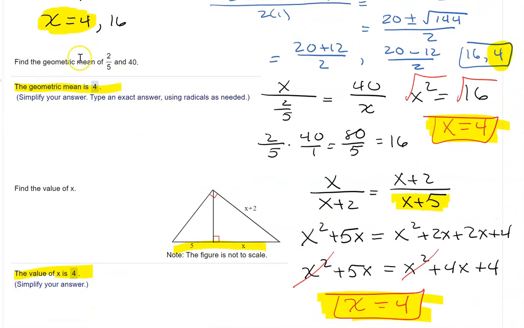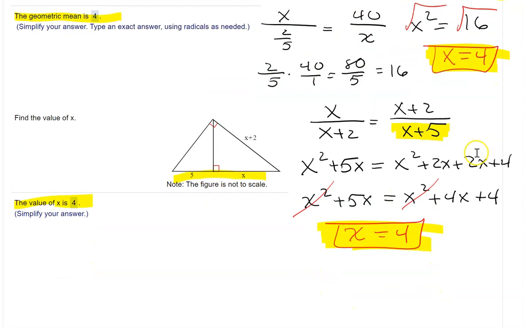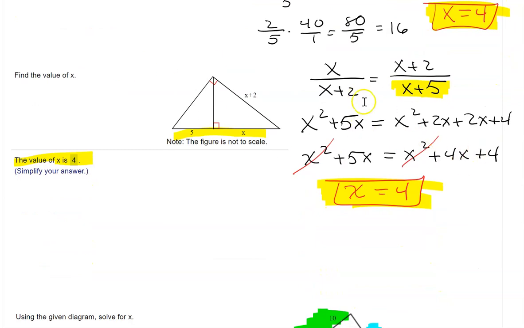Here we're finding the geometric mean, same as the one before, except this one has a fraction. So x over 2/5 is equal to 40 over x. Cross multiply, I get x squared equals 16, taking the square root, and I get 4. More of the same here, we're simply writing ratios. So x is to x plus 2 as x plus 2 is to x plus 5. I highlighted this to show that we have to add this whole side together, and that's where that came from.